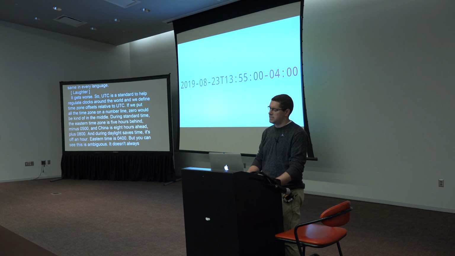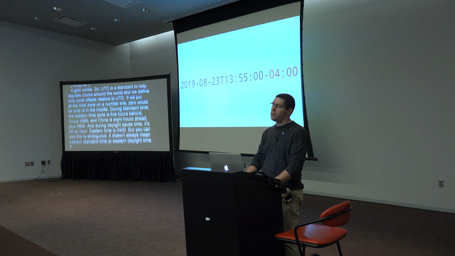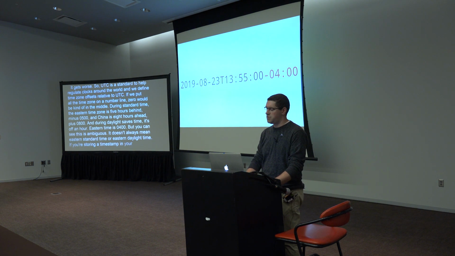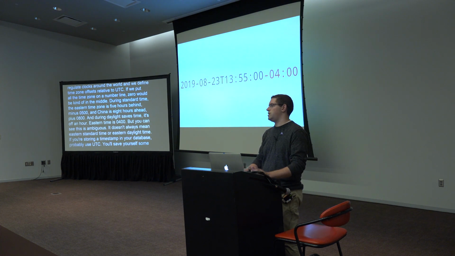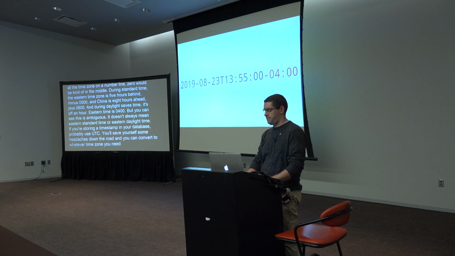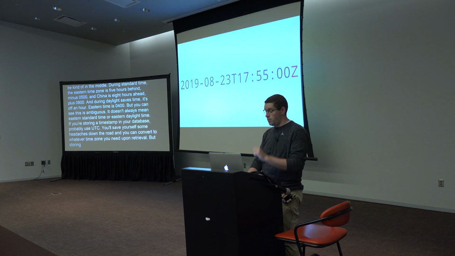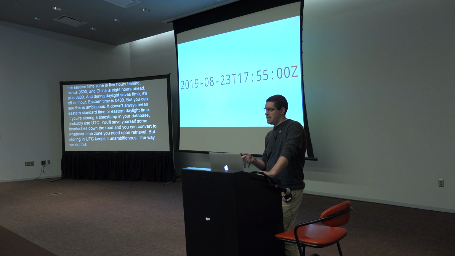So to keep things simple, if you are storing a timestamp in your database, you should probably use UTC. You'll save yourself some headaches down the road, and you can convert it to whatever time zone you need upon retrieval. But storing it in UTC keeps it unambiguous. And the way we do this in ISO 8601 is we replace the offset with the letter Z. This represents the 0 offset from UTC.